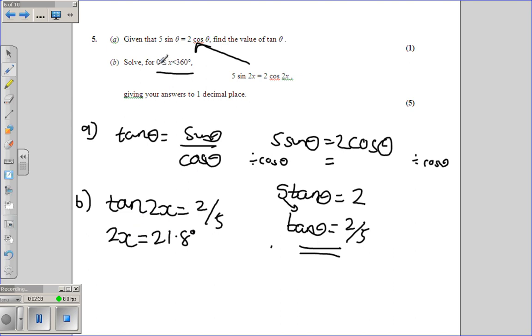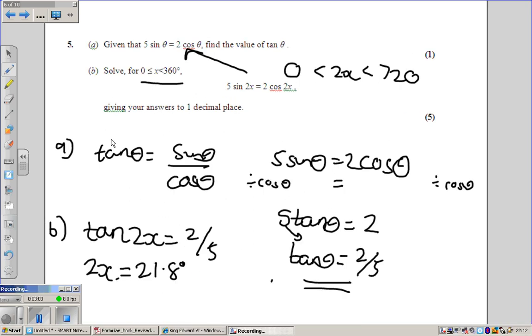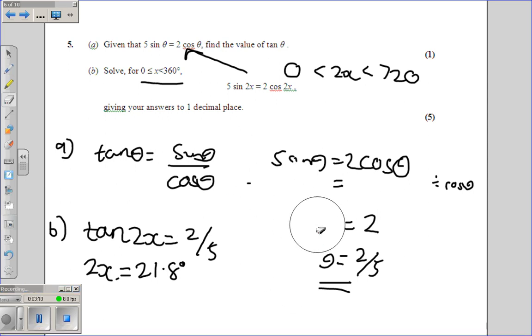Because this range from 0 to 360 is for x, that means for 2x it's going to be double that. So that's going to be 720, and double 0 is still 0. So we need to be picking off values from the graph between 0 and 720, because we're going to halve them in the end, and that'll make sure they're between 0 and 360. The tan graph, if you want to use that, I'm just going to make some space here and get rid of this because we don't need this anymore.